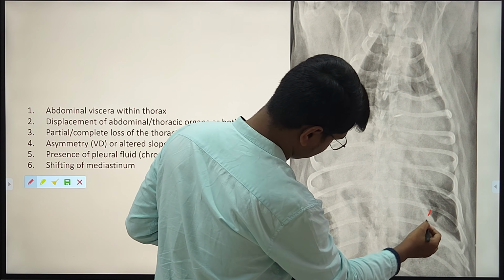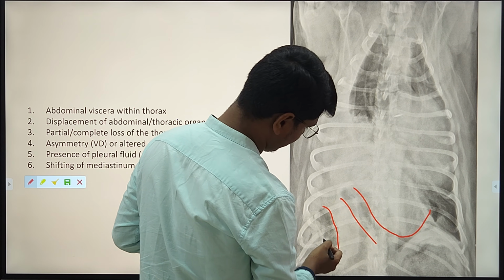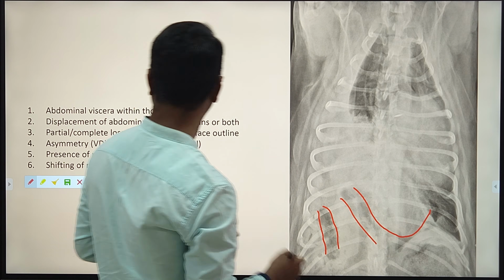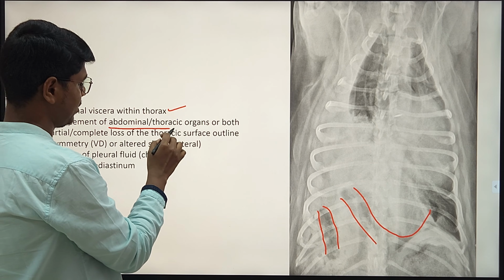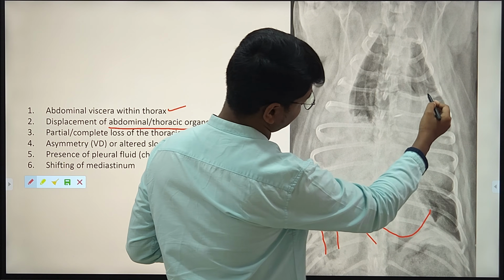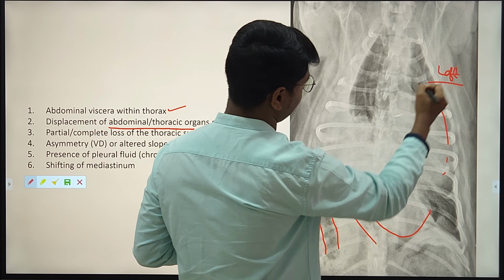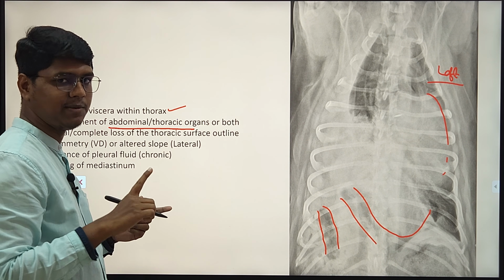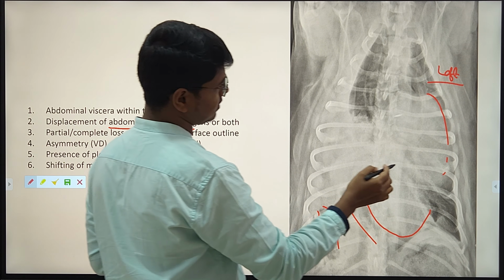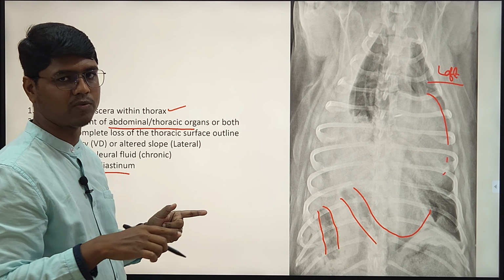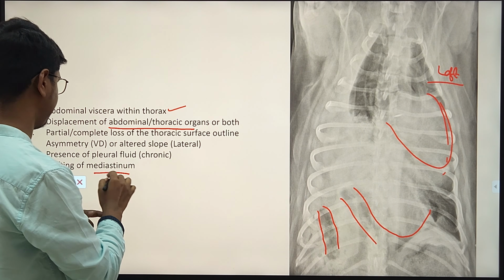So this is the stomach which has been herniated, and it seems some intestinal loops are also there. So the first one is conclusive. You can see the stomach has been herniated. Displacement of abdominal and thoracic organs: yes, the heart has been displaced, totally to the left side. You see the heart is present in mid mediastinum. When the heart is shifted, the mediastinum is also shifted. Shifting of the heart is a reliable sign of shifting of mediastinum.